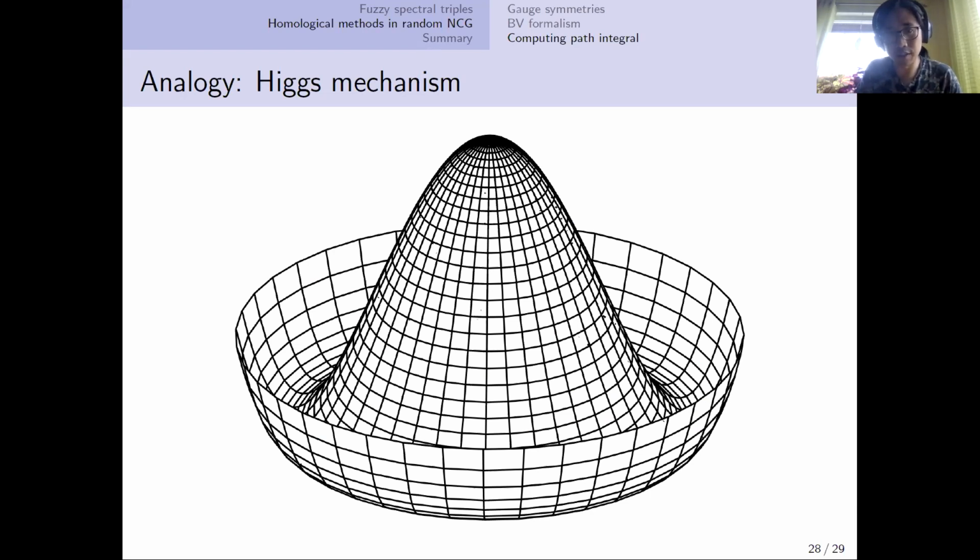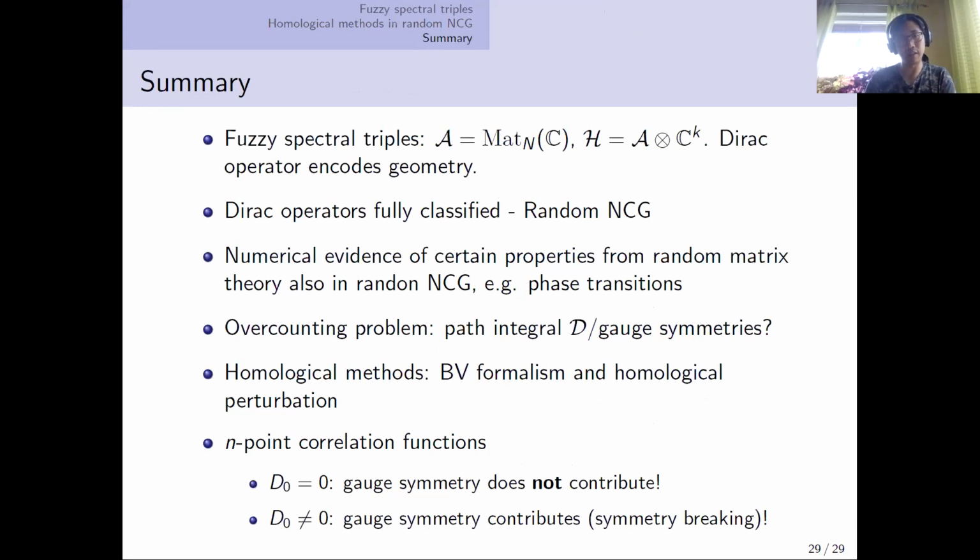Right, so this brings us to the end of the talk. Let me quickly summarize what we have done. We worked with fuzzy spectral triples. These are spectral triples where the algebra of functions is taken to be N times N matrices, and the Hilbert space to be the matrices times some Clifford module, which is C to the power k. As we know, the Dirac operator encodes the geometry. The thing with these fuzzy spectral triples is that the Dirac operators are fully classified, and there's an explicit formula for them, which is perfect for doing random noncommutative geometry.